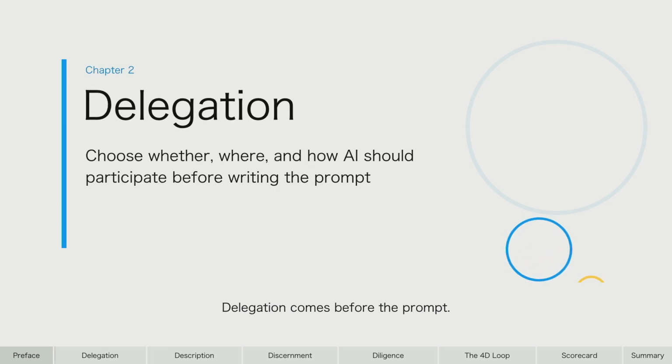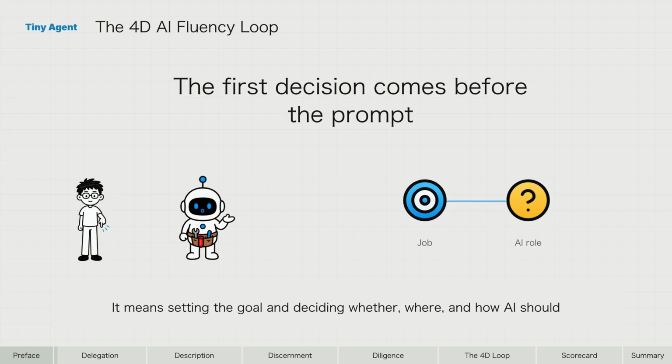Delegation comes before the prompt. It means setting the goal and deciding whether, where, and how AI should participate. The first question is not, what should I ask? It is, what part of this work should AI do at all? Start from the job, not the tool. Name the decision, artifact, or change you need.